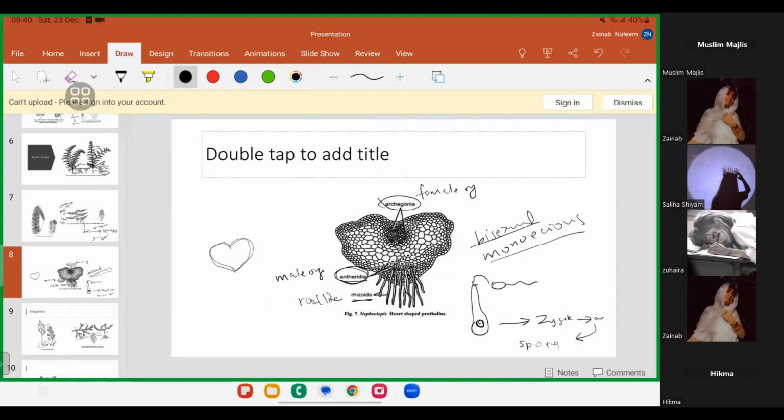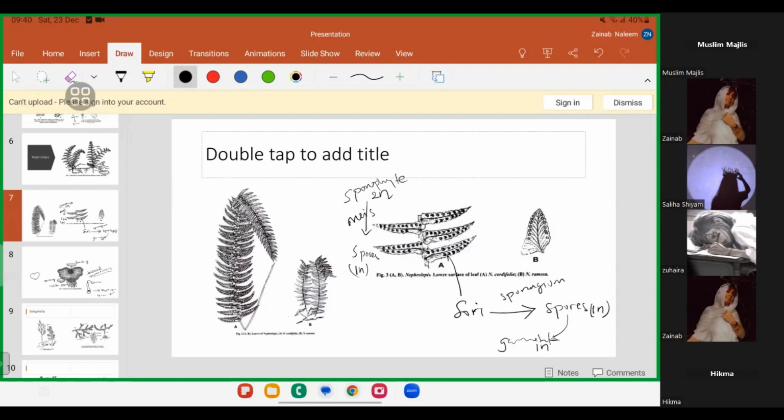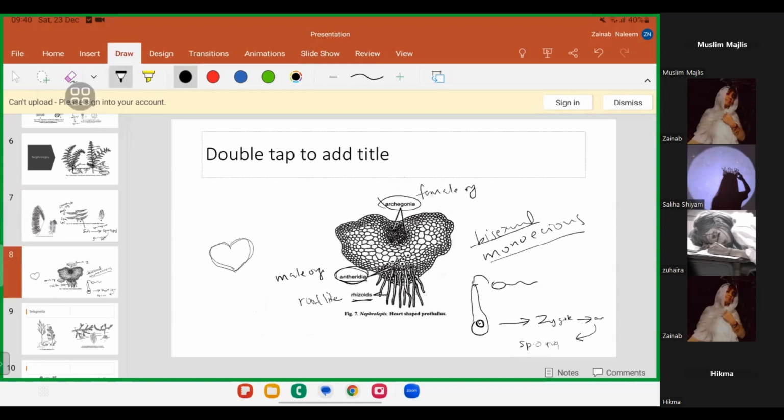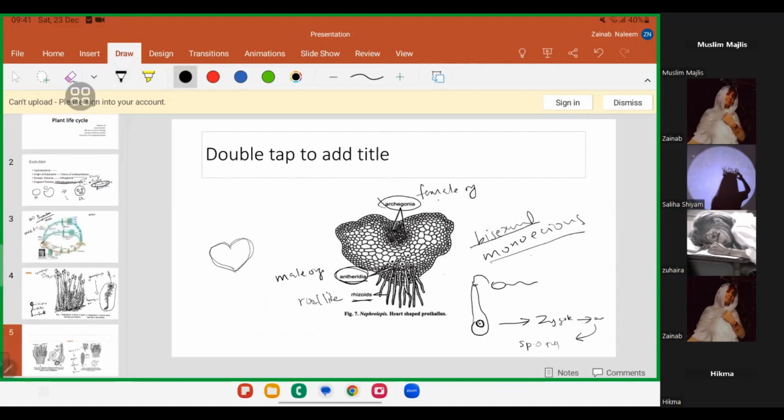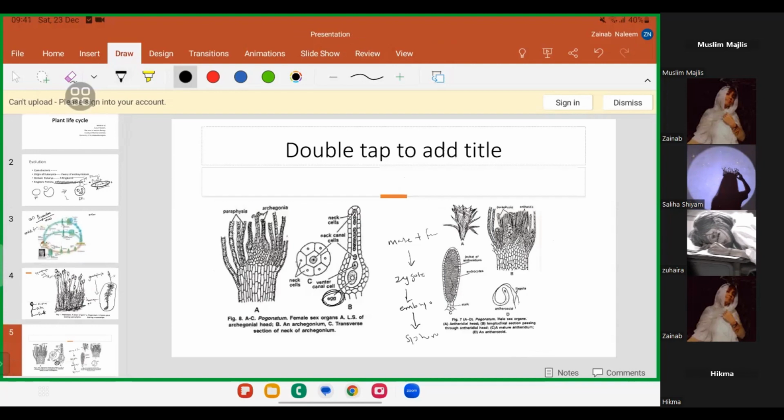Okay. And the next, it is dioecious. Monoecious means we have the female sex organ and male sex organ in the same plant, in the same organism. It is called monoecious. Dioecious means, in the Pogonatum, we have the male sex organ and female sex organ in different plants. So it is not on the same plant. It is in different plants.